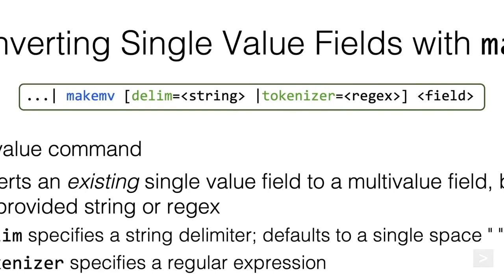The delimiter is specified as a string value of the delim option. And we also have a tokenizer option, which allows for matching on a regular expression. If the tokenizer is used, the regular expression must contain a capturing field to repeat match against the text of the field. Each match will be a new value in the new multi-value field.